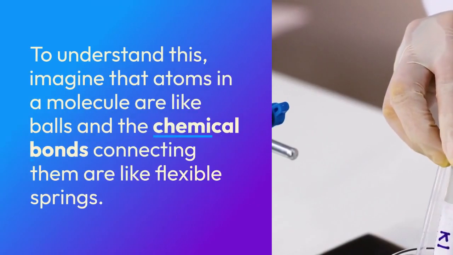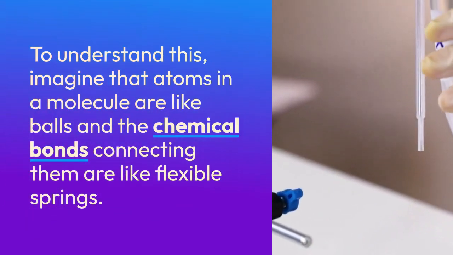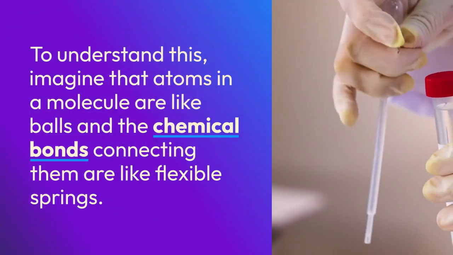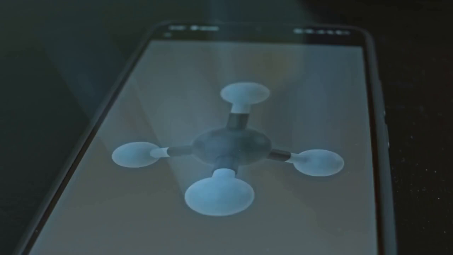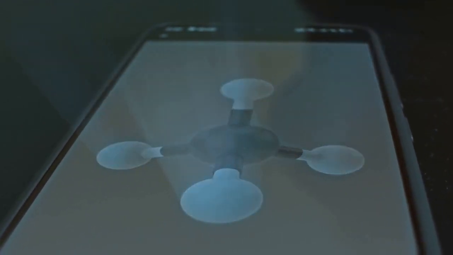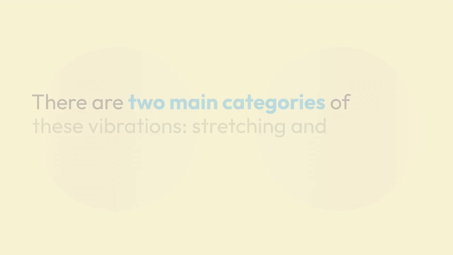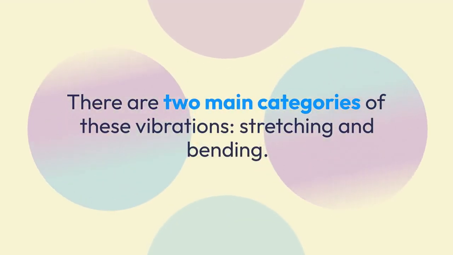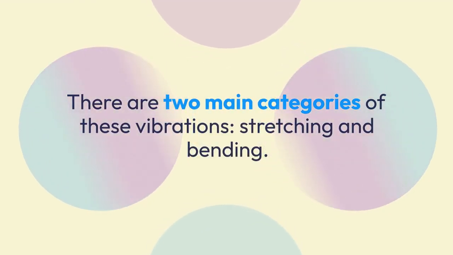To understand this, imagine that atoms in a molecule are like balls, and the chemical bonds connecting them are like flexible springs. These springs can stretch and they can bend. This is the essence of molecular vibration. There are two main categories of these vibrations: stretching and bending.